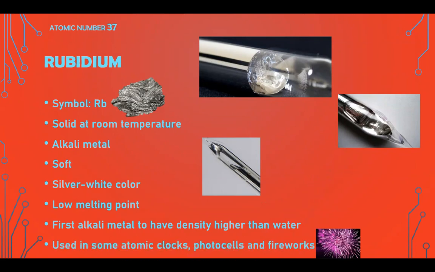Rubidium is used in some atomic clocks, very few. It's used in photocells or photovoltaics, and it's used in fireworks. Rubidium gives off a purple flame when ignited.